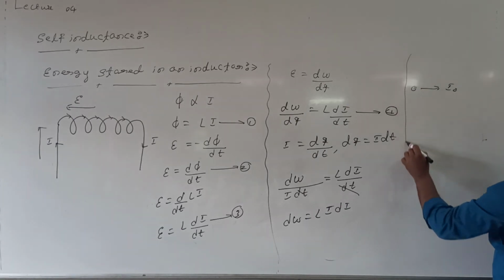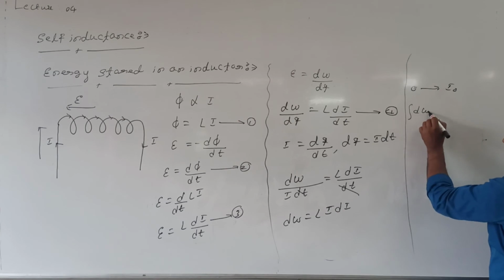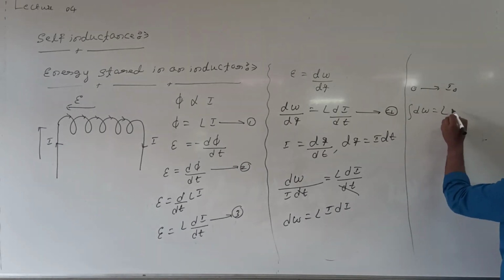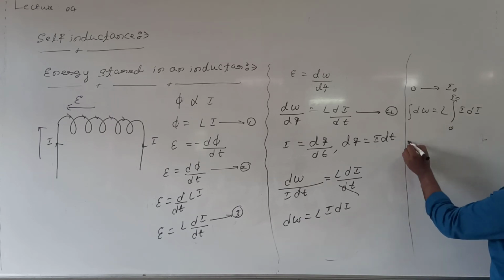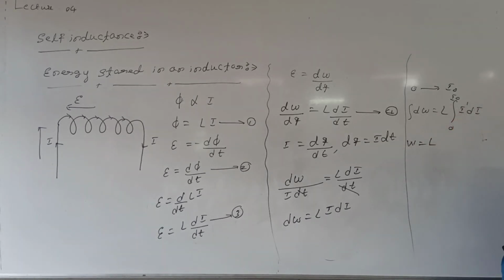Look at me, how will we take the integration directly? Integration of what value? Integration of dW, right? L is constant here. L constant means integration from where to where? 0 to I naught, I into dI. Then how will we take it? Integration of dW is nothing but W. L is kept the same. Integration of I dI is I square by 2, from where to where? From 0 to I naught.